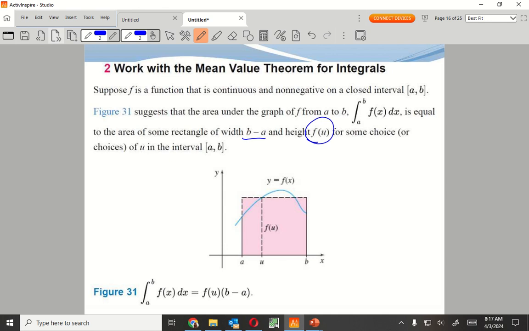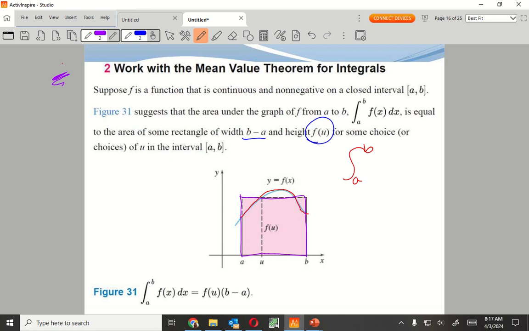So let's see if this actually makes a little bit better sense now. They're saying that the integral from a to b is going to be equal to some, so this is the integral right here. So the area under this curve is going to be equal to some value. Let me throw a purple in here. Why not? Yeah, that's close enough. It's going to be equal to some value that is just a regular rectangle.